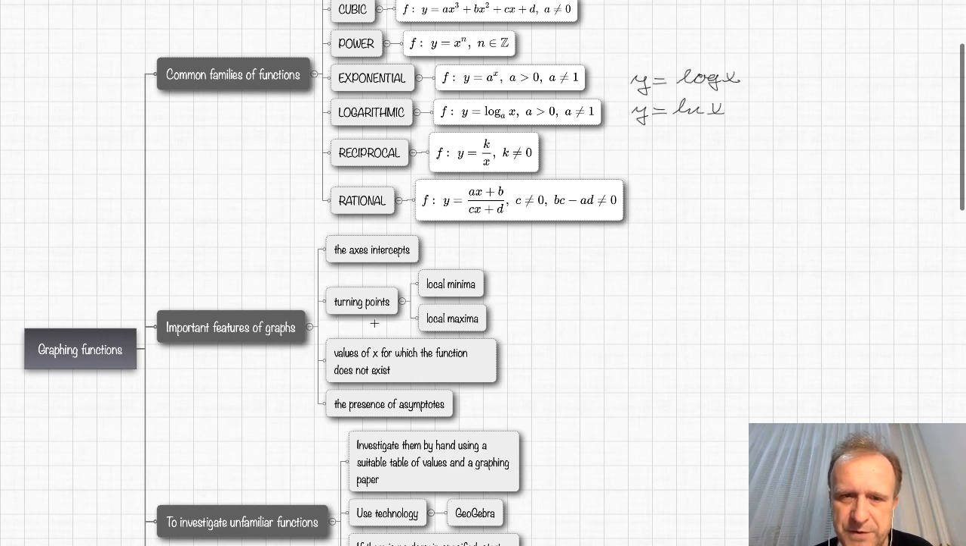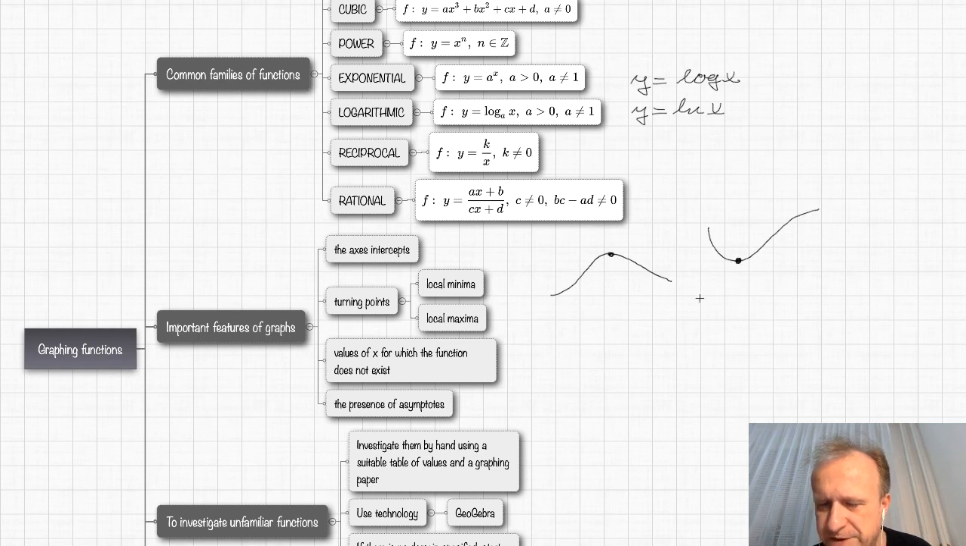Now, turning points. Well, this is something which has to do with the monotonicity of functions. So you may have a function which is strictly increasing on some interval like this, for example, and then at one point it starts to be strictly decreasing. So this point in which it changed its character from strictly increasing to strictly decreasing is called the turning point, and vice versa. You can have a function which is strictly decreasing and then all of a sudden it becomes strictly increasing like this. So this point here would also be a turning point.